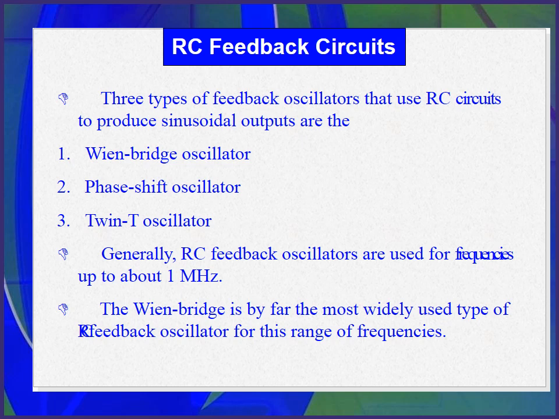So, RC feedback circuits. There are three types of feedback oscillators that use RC circuits to produce sinusoidal outputs: the Wien bridge oscillator, phase shift oscillator, and twin T oscillator. Generally, RC feedback oscillators are used for frequencies up to 1 MHz. The Wien bridge is by far the most widely used type of RC feedback oscillator for this range of frequency.